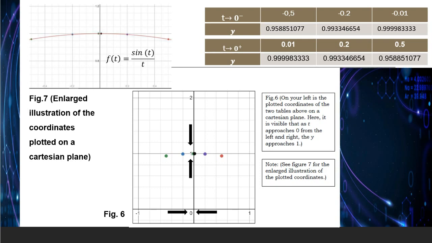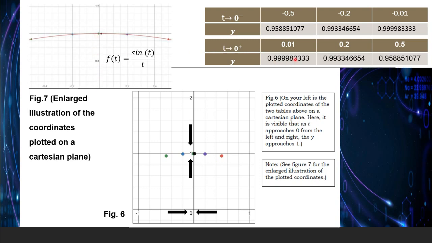Okay class, in graphing f of t equals sine t over t, this is a trigonometric function. So we use these points to graph it. Negative 0.5 and 0.958851077, so 0.5 here and here. And negative 0.2 and 0.993346654, this one. And negative 0.01 here and 0.9998333, this point.